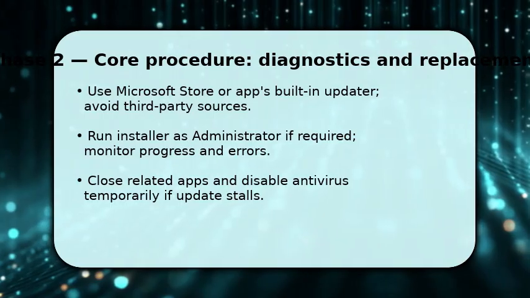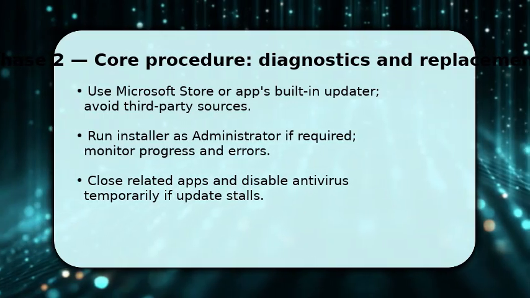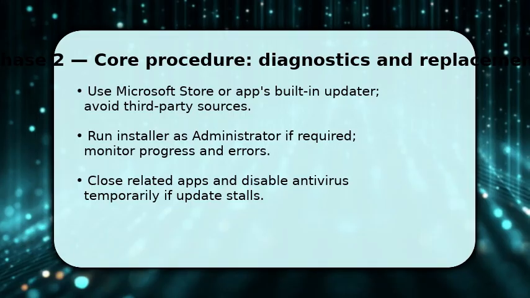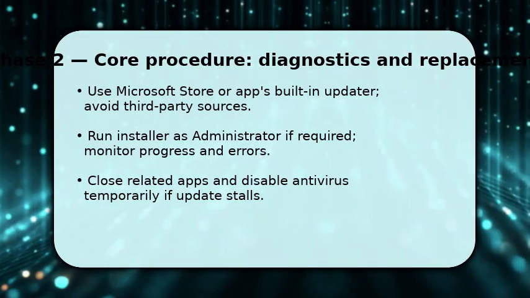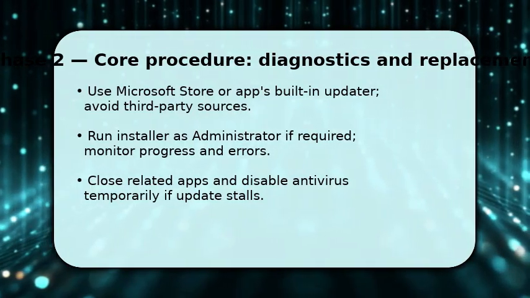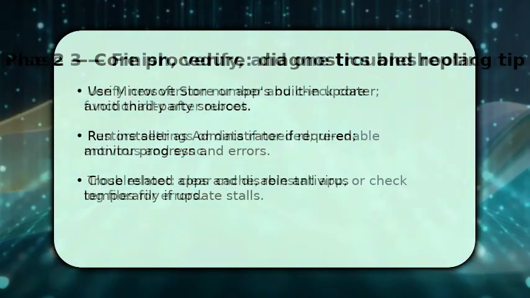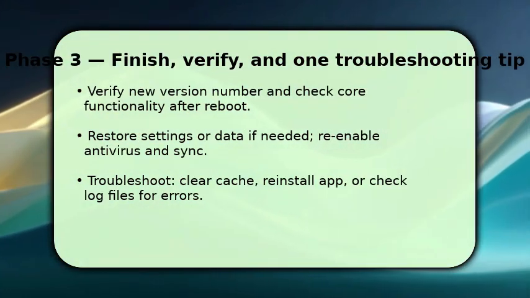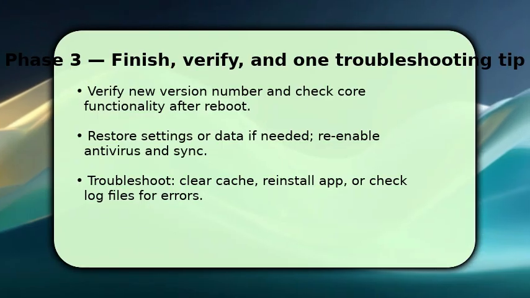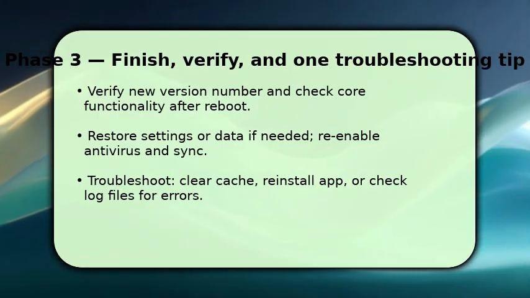codes. If the installer stalls, temporarily disable antivirus and retry, because real-time scanning can sometimes block legitimate file writes during installation. You finish by rebooting if the installer requests it, then immediately verify the new version number and test core features so you catch regressions early.